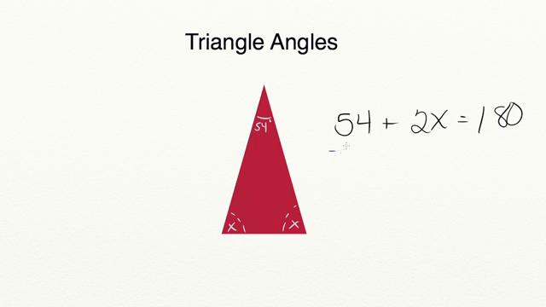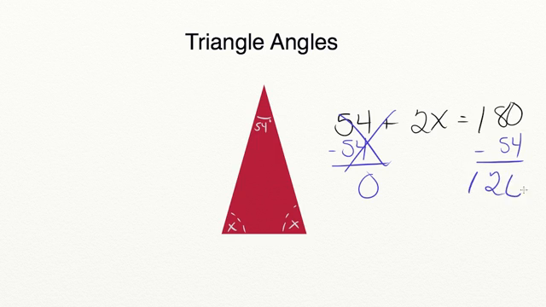First, we're going to subtract 54 because we're going to try to get x on its own. So when we subtract 54 from both sides, we're going to zero out our 54 on the left, and 180 minus 54 equals 126. But we're not done yet, because we know that 126 degrees is equal to 2x, which means these two angles combined. But we want to know what each angle is worth.